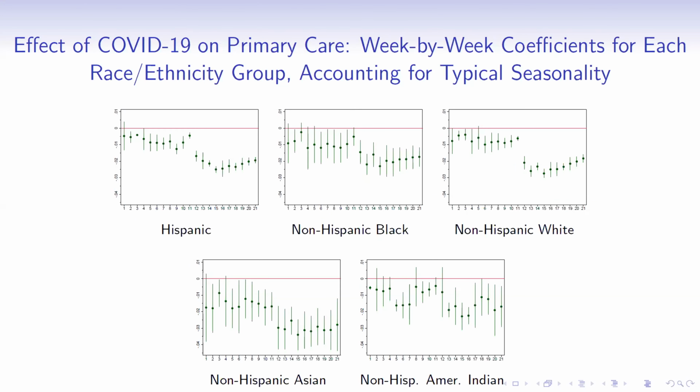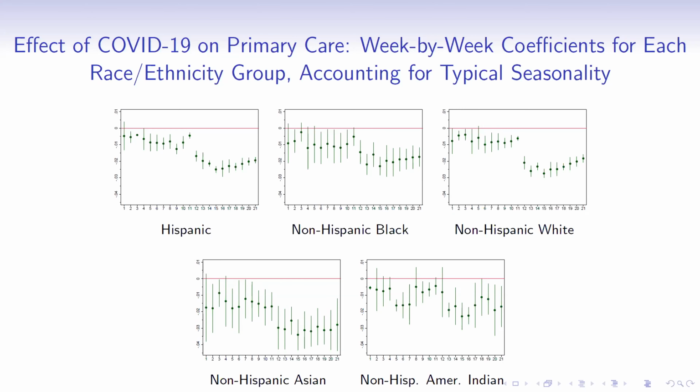Okay. Another way of looking at our data is, as I mentioned previously, to try to account for the typical seasonality that occurs in different weeks of the year in terms of return visits. What we're showing you here are coefficients and 95% confidence intervals on interactions between different week indicators, weeks 1 through 21 of any given year, with an indicator for the 2019 cohort, which is the cohort for whom we're studying the pandemic return visits.